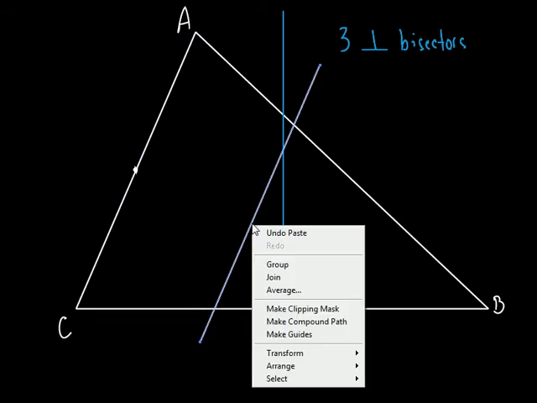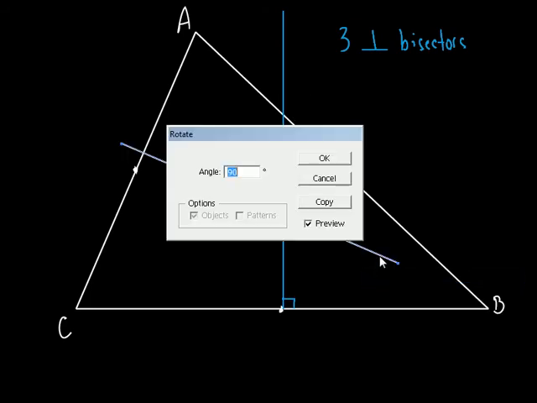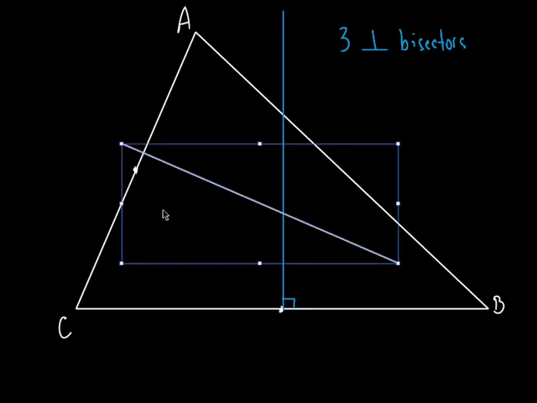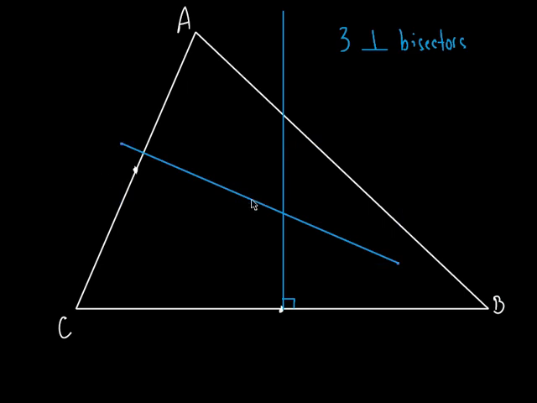I'm going to copy and paste, and I can rotate it so that it's 90 degrees. And now I know it's exactly perpendicular to that line. Right? Now I know you can't do that on your own paper. You're just going to have to eyeball it and draw it, but I can do it on here.